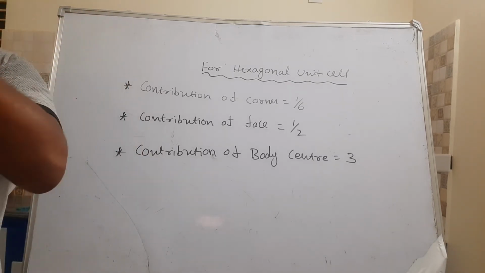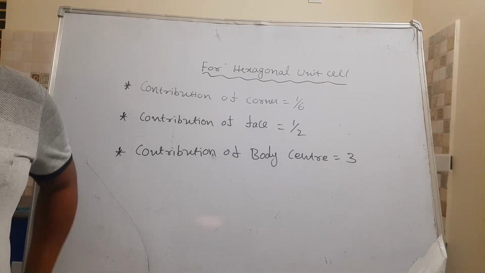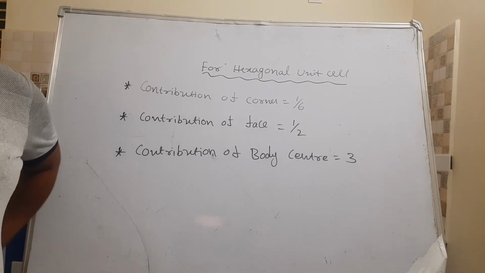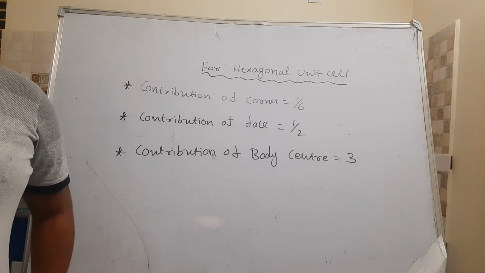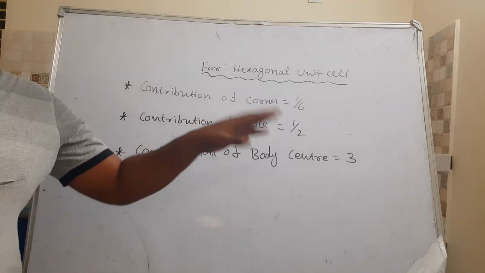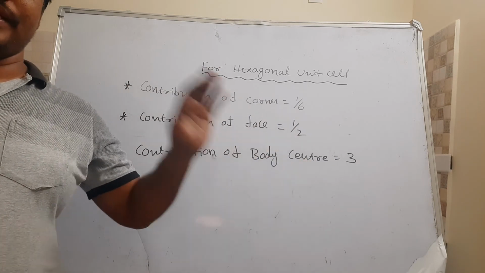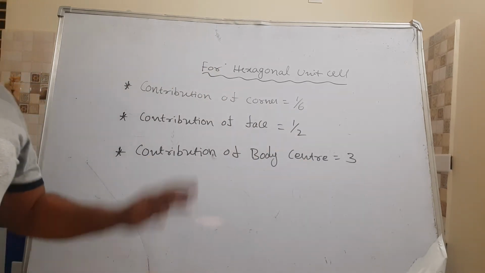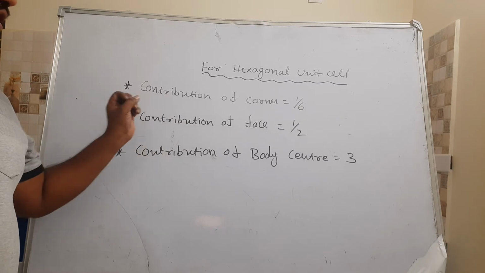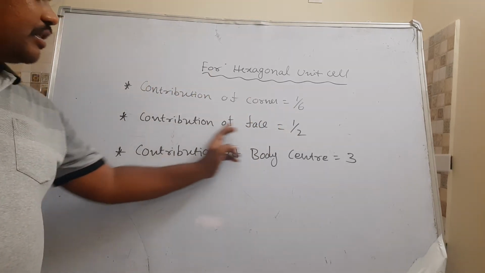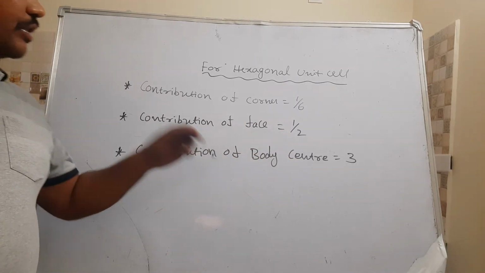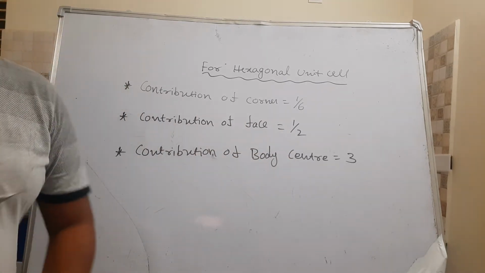Take down these values. This is strictly for a hexagonal system, not for cubic unit cells, not for simple cube, not for FCC, not for BCC, not for CCP, like that. Just only for the hexagonal unit cell. Contribution of corner is 1 by 6, contribution of face center is 1 by 2, contribution of body center is 3.